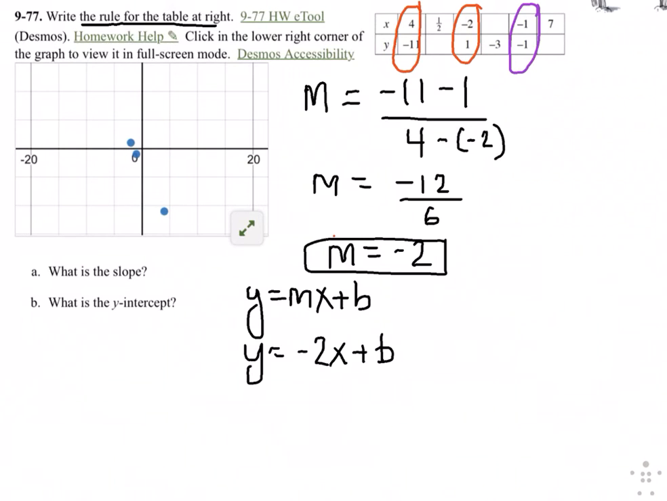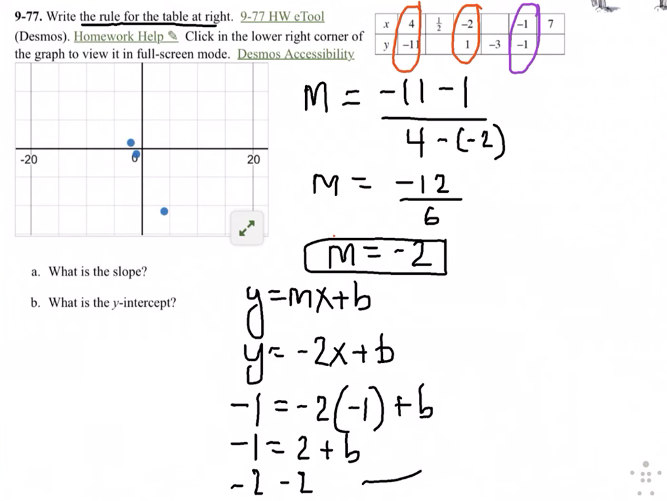The reason I picked it is because I can't mix up x and y, because they're both negative 1. So I put a negative 1 in for y and a negative 1 in for x, plus b. And I get negative 1 equals 2 plus b. Subtract 2 from both sides, minus 2, minus 2. And we get negative 3 equals b, or b equals negative 3.